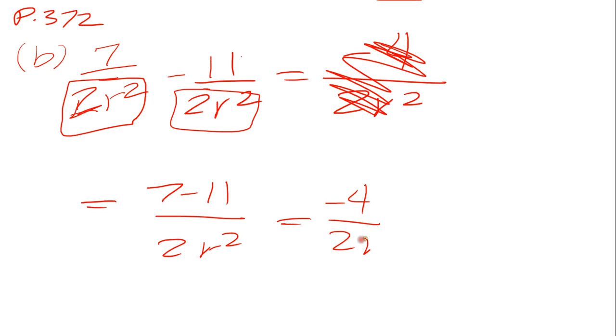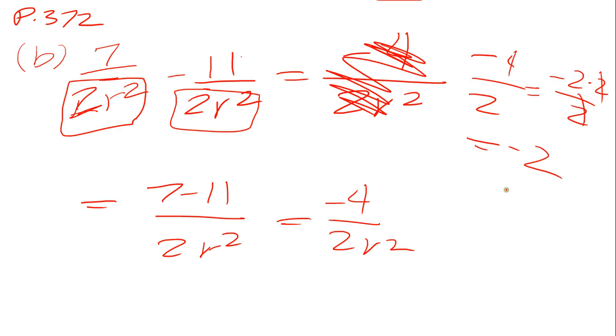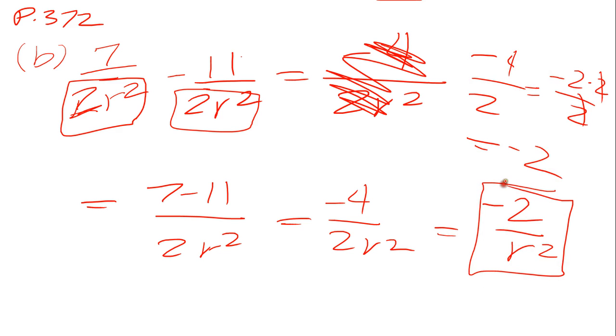and that is equal to minus 4 over 2r squared. And of course, minus 4 over 2 is equal to minus 2 times 2 over 2, which is just negative 2, and that's going to be in the numerator. So we basically just have minus 2 over r squared. That's our final result.